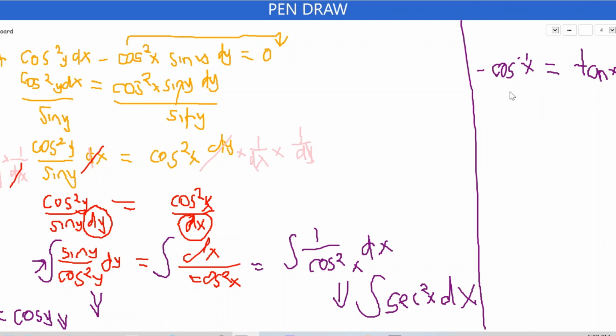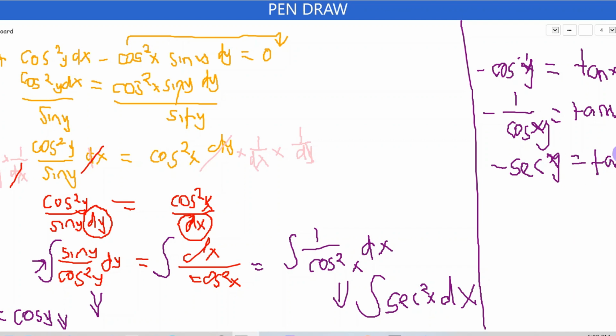So we can further write it as 1 over cos x is equal to tan x plus c. Then negative sec y, we're respecting y this side, sorry. So sec y is equal to tan x plus c. That's it. Then you need to practice.